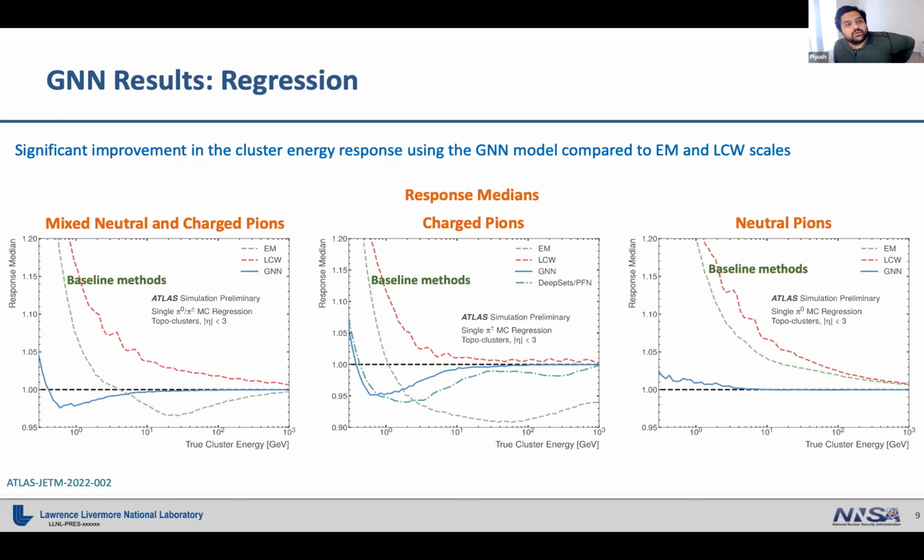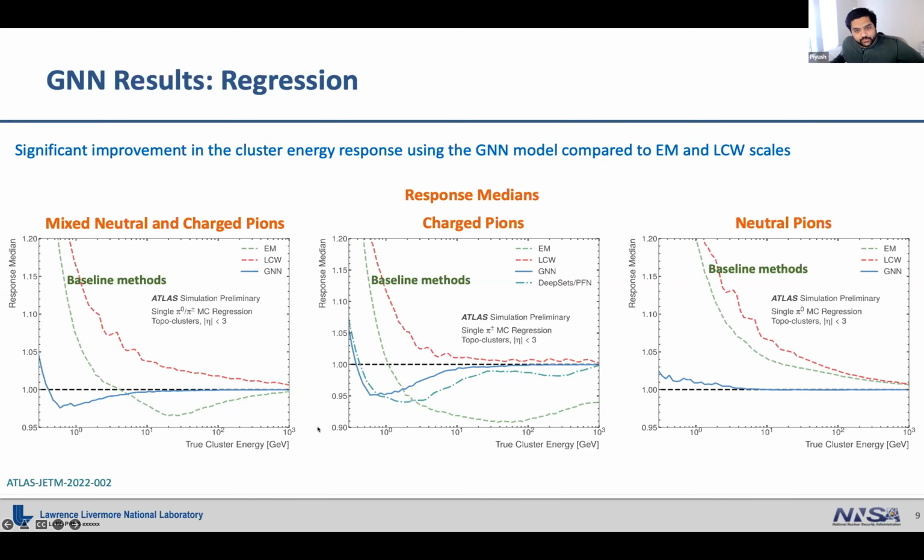Here is the regression performance of the model. Again, the EM and LCW are the baseline methods that are currently being used in ATLAS. They're not machine learning based. And what you're seeing in these three plots is the combined performance across the whole data set, including the neutral and charged pions, then just the charged pions and just the neutral pions.